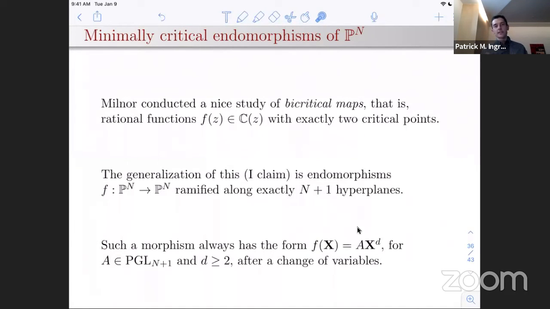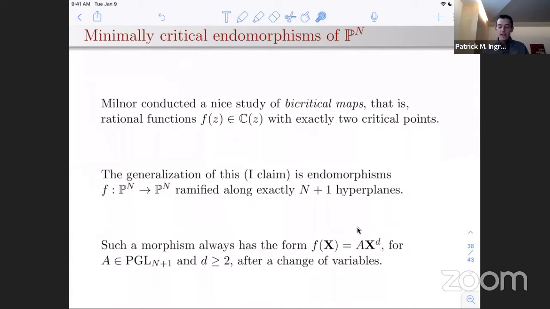And if you're interested in studying the dynamics of the critical points, that makes things simpler. If you have exactly two critical points, you move them to 0 and infinity, and then you can more explicitly describe the complex dynamics. And so he called these bicritical maps. And so I started thinking about the natural generalization of this to Pn.